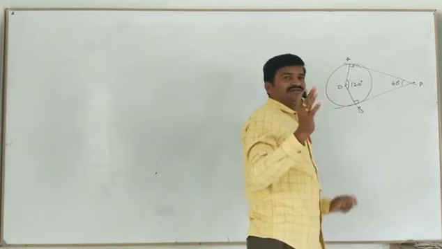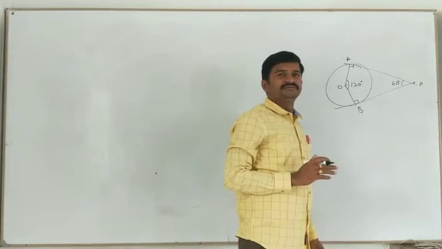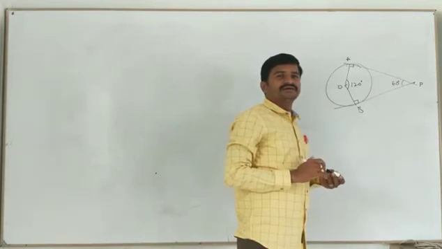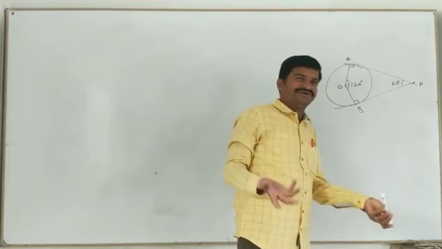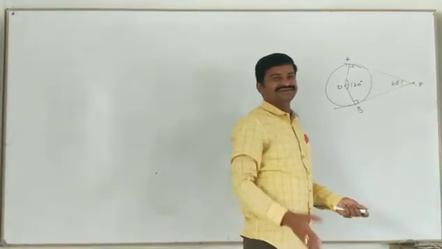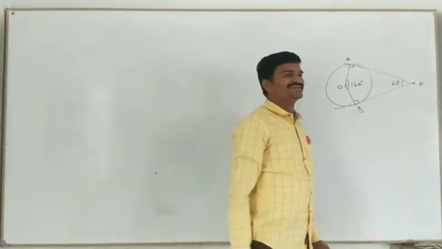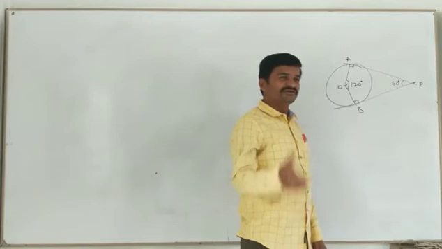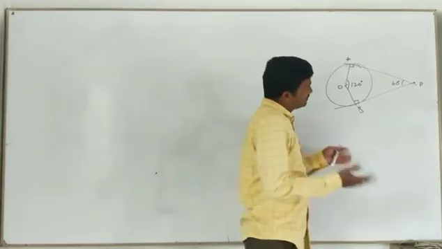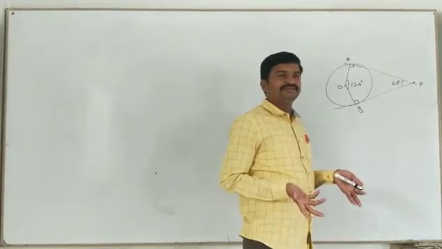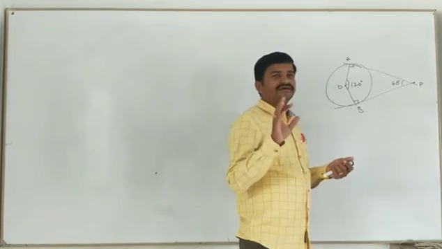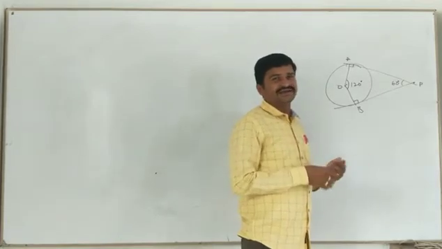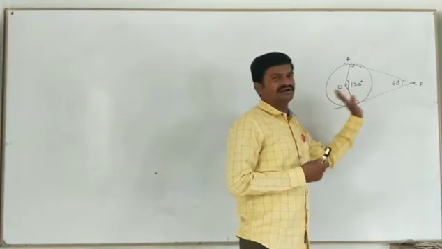Look here. You said equal, and I also said equal. What is equal? It is not a square or rectangle. It is a quadrilateral, that's it.